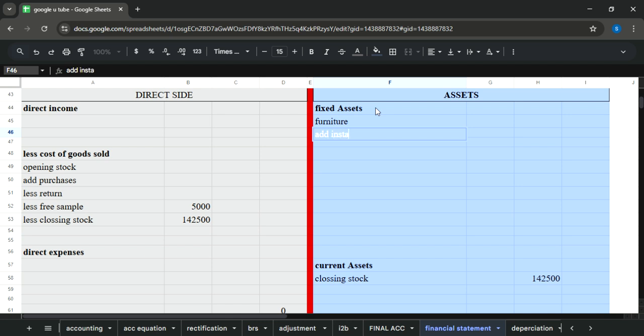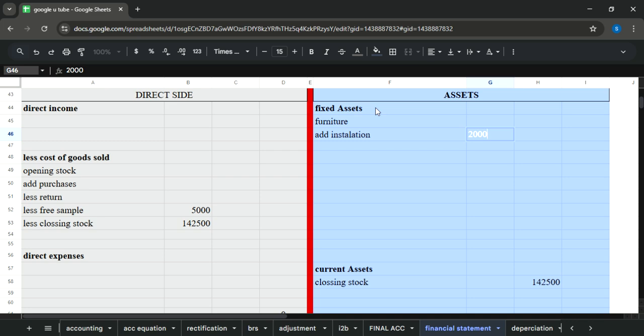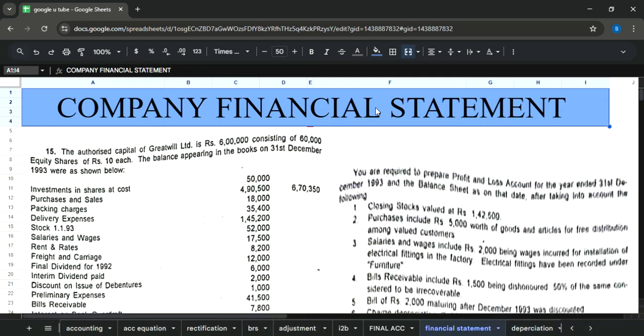installation of 2,000. Alright guys, two steps of adjustment number 3 are completed.